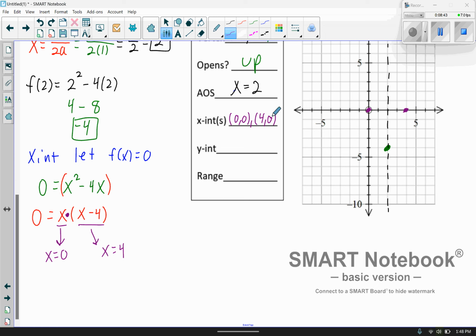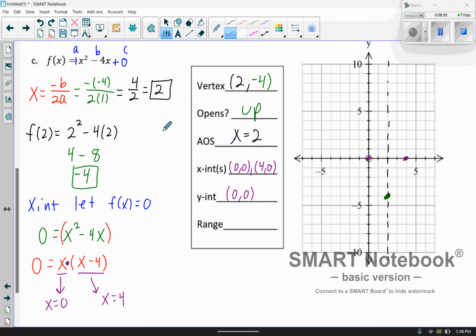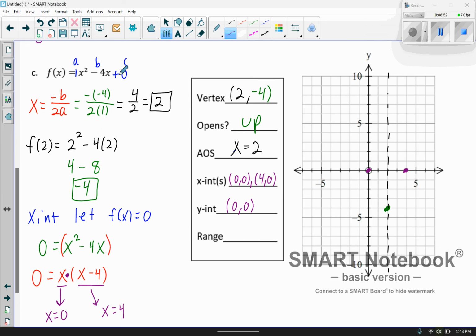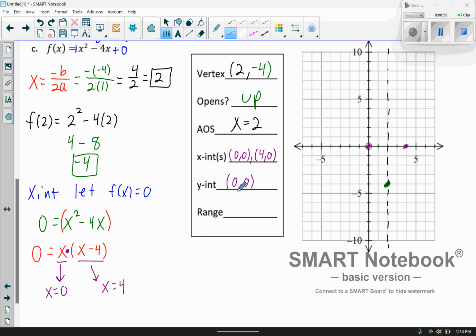And then my y-intercept is also going to be at 0, 0. Okay, because think about it. If I plug in 0 for x, I'm going to have 0 squared minus 4 times 0. That will be 0. And so now I'm good. I'm ready to go ahead and do a little rough sketch. And then we'll list our range.